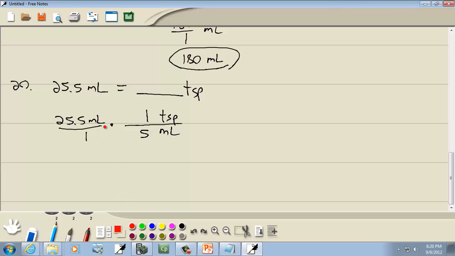Again, milliliters is up here, milliliters is down there. Those can cancel. And 25.5 times 1 is 25.5. 1 times 5 is 5. And that gives us 5.1 teaspoons, I believe.